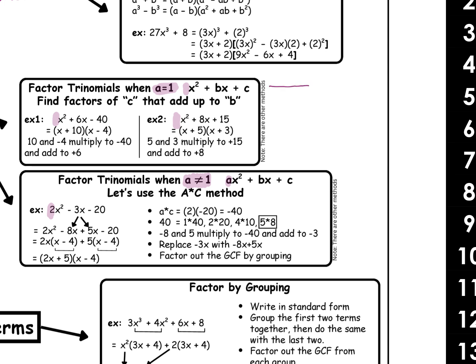So let's go ahead and use the I-bar method here. And we're going to put in numbers here. So I need to do a times c. I'm going to use example number 1. So a is 1, c is -4.